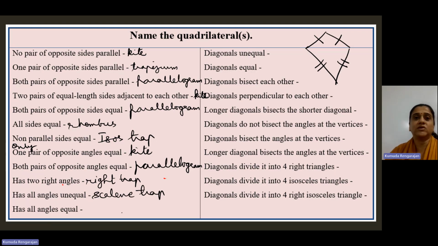Has all angles equal? In a parallelogram, only opposite angles are equal. In a rhombus, opposite angles are equal. Only in a square and rectangle are all the angles equal, all equal to 90 degrees. Only in a rectangle and square.